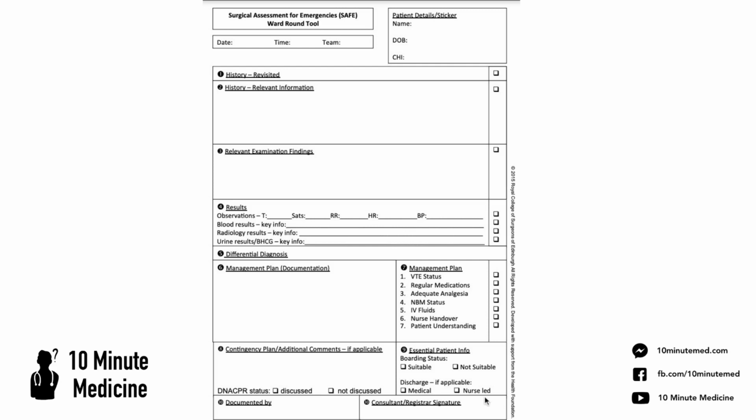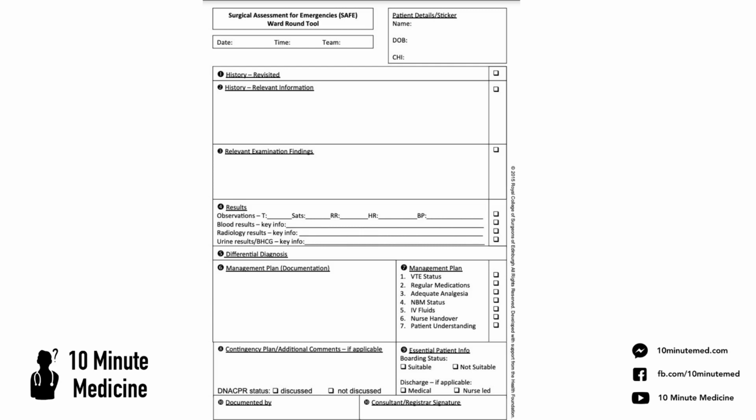Next, at the bottom, we've got some extra bits that I also think are really important. DNA CPR status. More and more frail people are being operated on. So have that in the back of your mind and don't be afraid to raise it to a senior if you'd like that to be discussed.